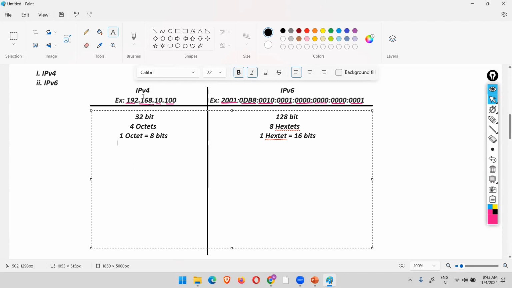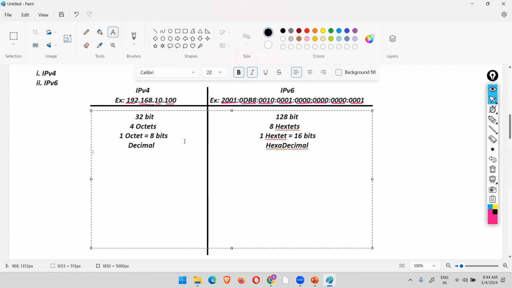Just looking at the address you can still tell more differences. What you see here is that you are using just numbers, from 0 to 9, and here you are using numbers as well as letters. So here basically we are using the decimal number system, and in case of IPv6, what are we using? Hexadecimal.